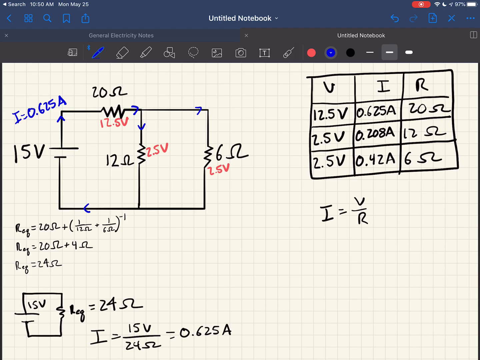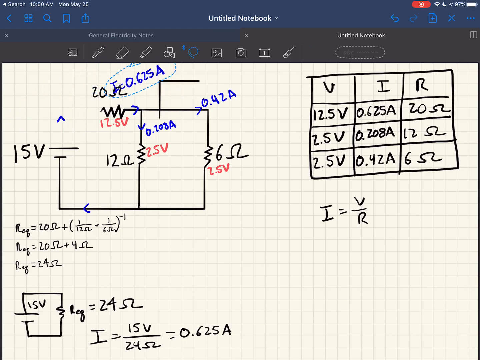So this is like 0.208 amps of current here. This is 0.42 amps of current there. And those both sum up right about to this value here. Oh, geez. Did not mean to do that. But yeah, they both sum up to this value here. All right, so the junction rule is being satisfied. All right, I hope this was helpful.